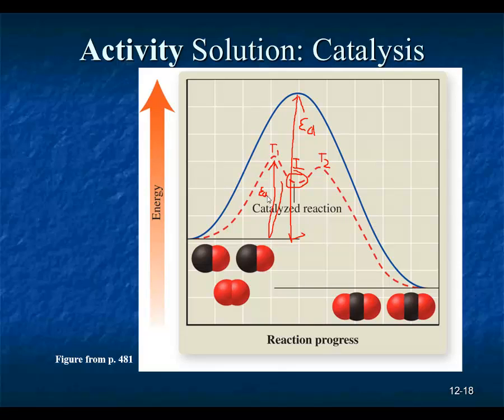So we say that's the activation energy for step 1 for the catalyzed reaction. Step 2 would have an activation energy here for the catalyzed reaction. Since I've lowered the activation energies for the catalyzed process, we expect the rate, or the speed, of the chemical reaction to be increased.